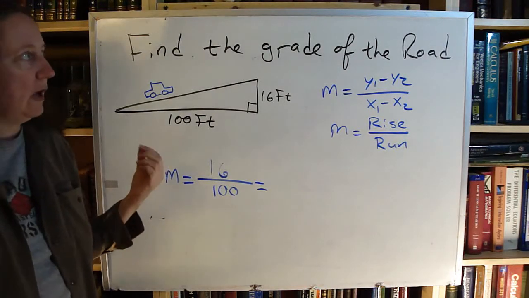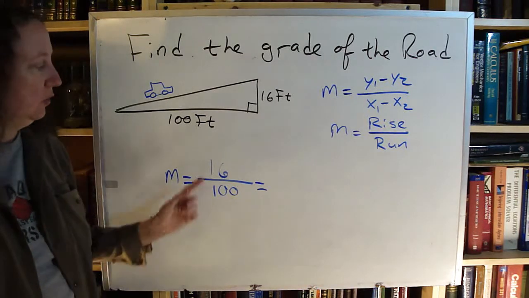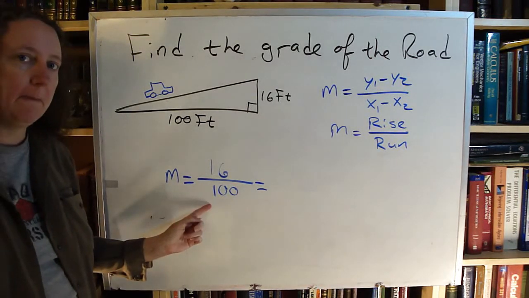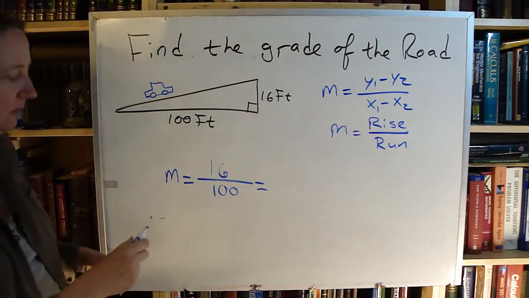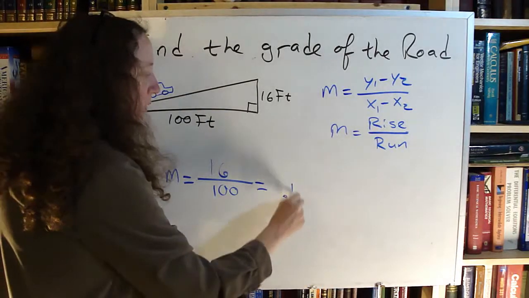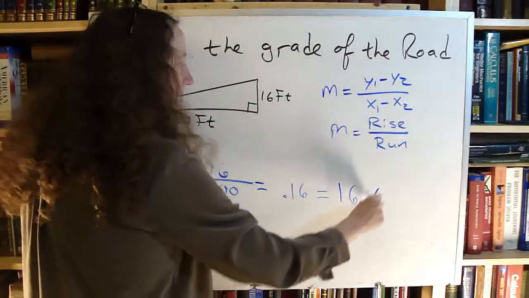Now for the grade of a road, it is written as a percent. So we want to turn this into a decimal, and then we want to turn that into a percent. So as a decimal, that is 0.16. Turn it into a percent, 16%.